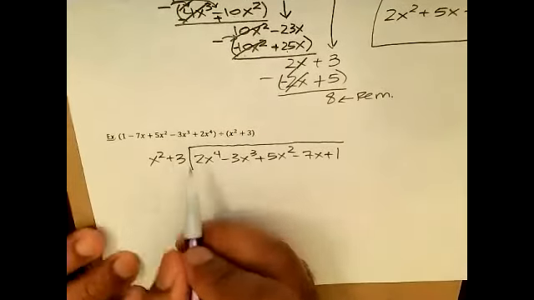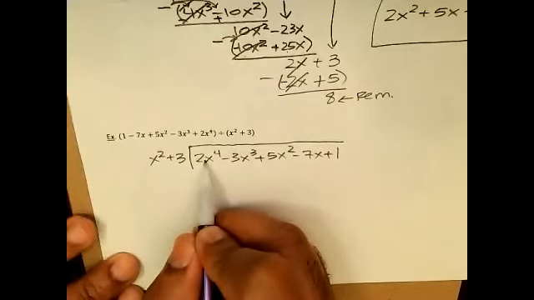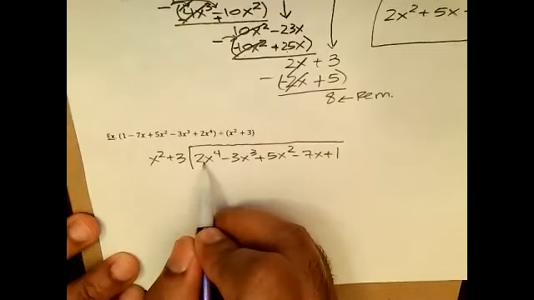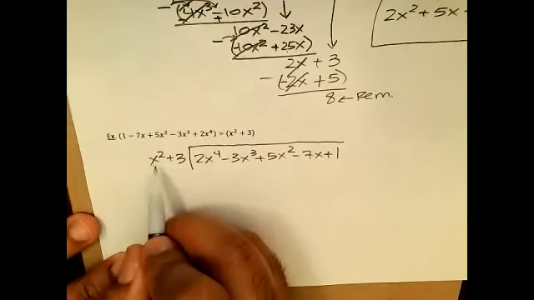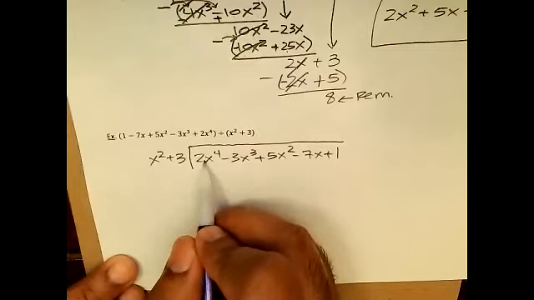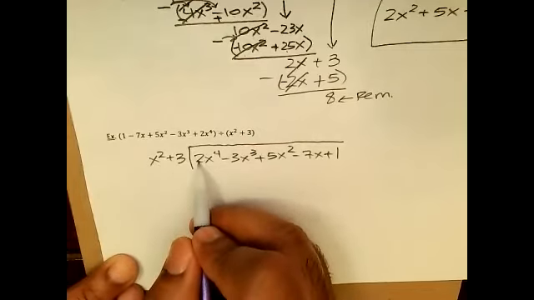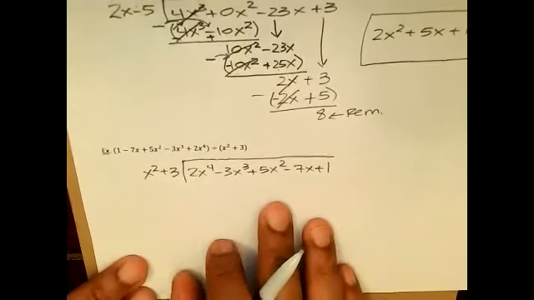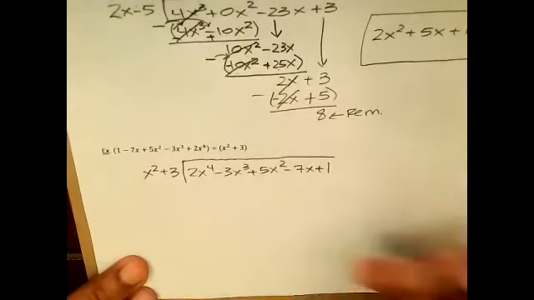So how do we do this again? You're going to look at the first term you have inside and the first term you have outside. Inside I have 2x to the power 4, outside I have x squared. So what do I need to multiply by x squared to get 2x to the power 4? I need to multiply it by 2x squared. Whatever it is that you need, that's going to go on top here.